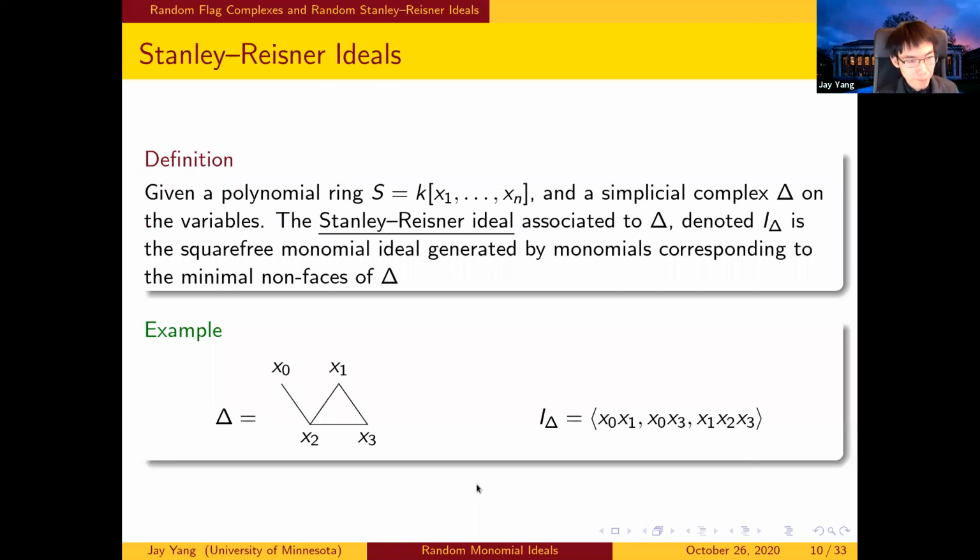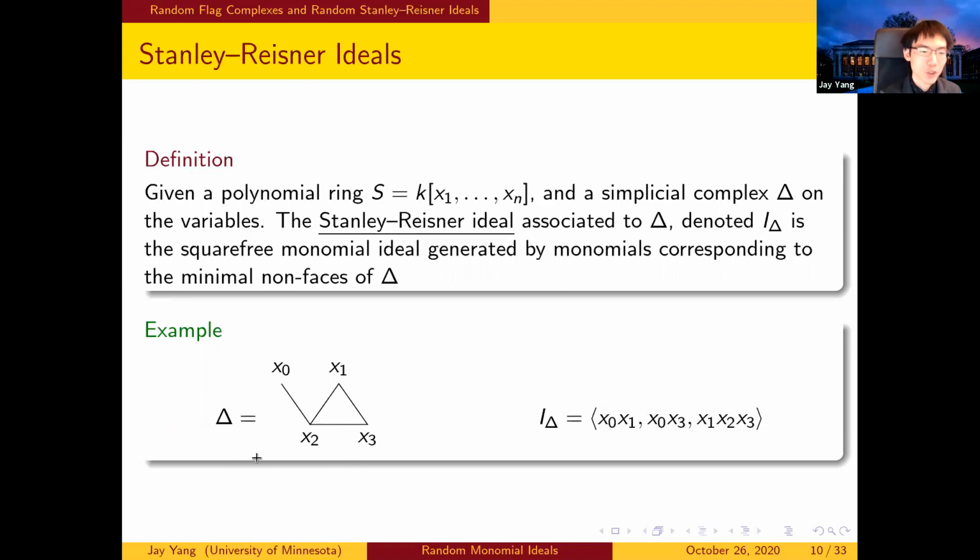And the other big component that we're going to need for this is Stanley-Reisner ideals. In the study of monomial ideals, this is a very common topic. So the way I'm going to present it is, given a simplicial complex, we can construct the associated Stanley-Reisner ideal. And how do we do that? I've taken a different example because it's simpler and I can demonstrate things a little bit easier.